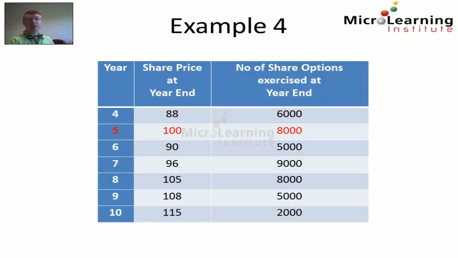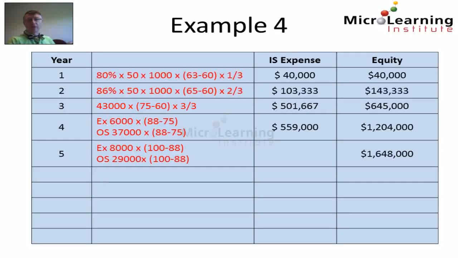In year 5 we see the share price has jumped even further to $100, and a further 8,000 share options were exercised at the end of that year. So again, we had 37,000 share options outstanding at the end of year 4. If 8,000 were exercised, then 29,000 must still be outstanding at the end of year 5. And now the incremental intrinsic value is the difference between what we had recognized to the end of year 4, i.e. $88, and the share price at the end of year 5, which of course we're told has jumped to $100.